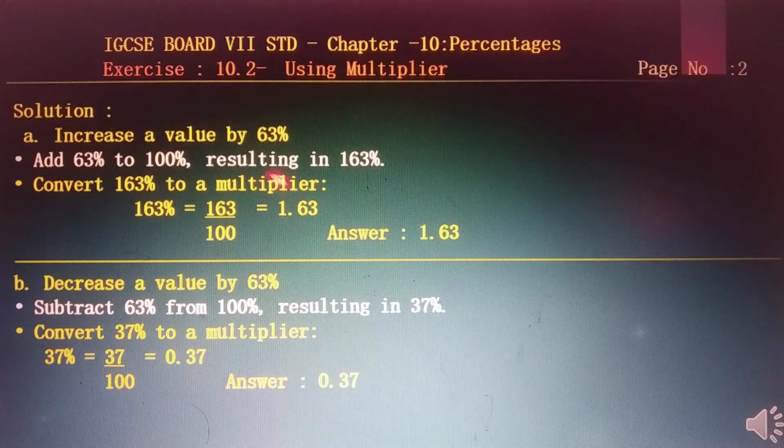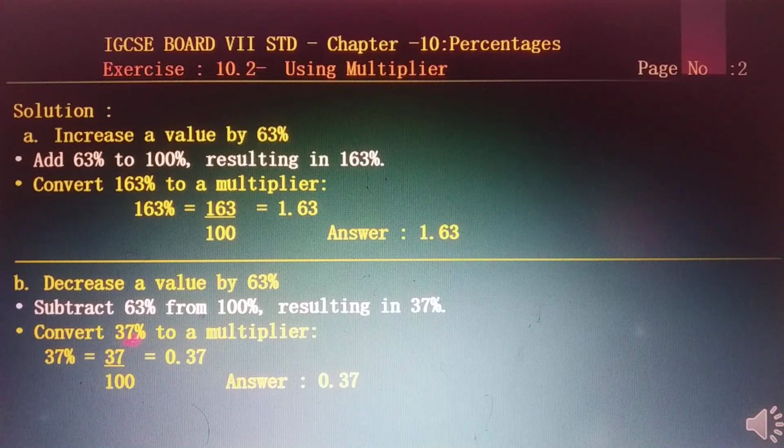Here I have taken the calculations. Increase a value by 63% means add 63% to 100, resulting in 163%. Convert 163% to a multiplier: 163 divided by 100 gives 1.63. The final answer is that 1.63 is the multiplier.